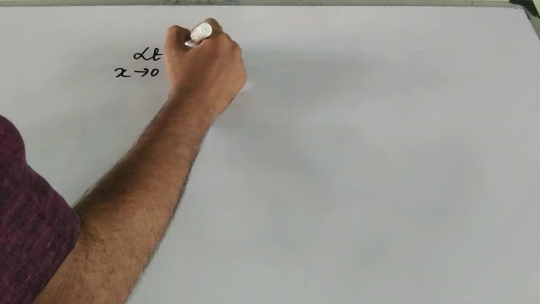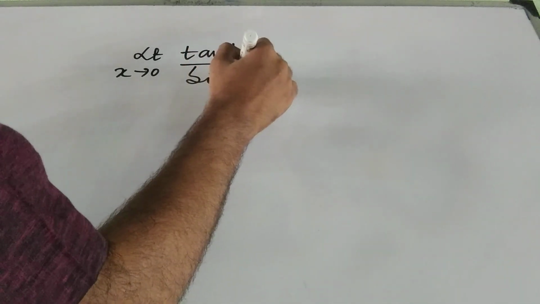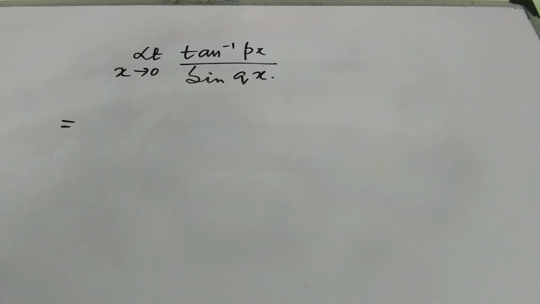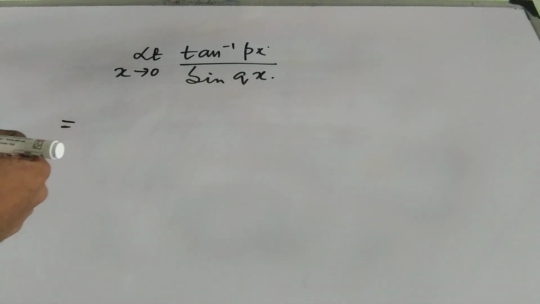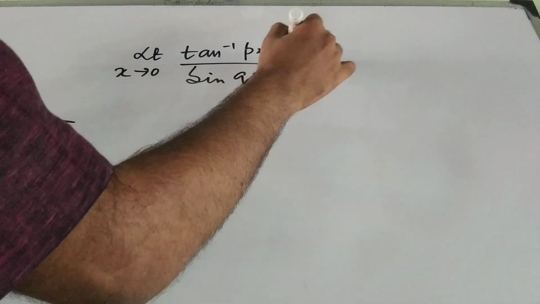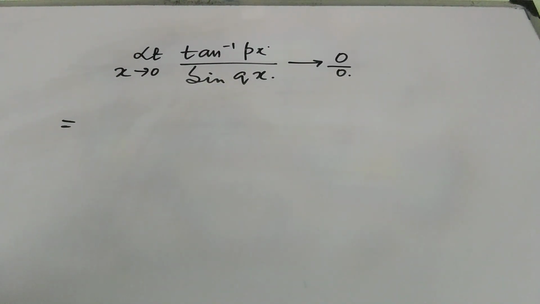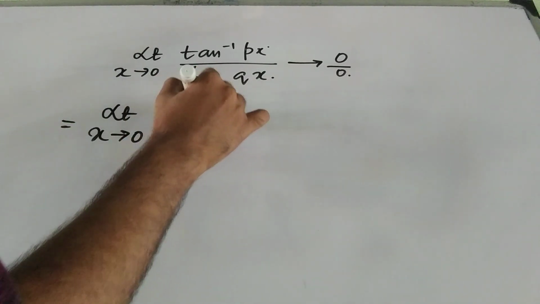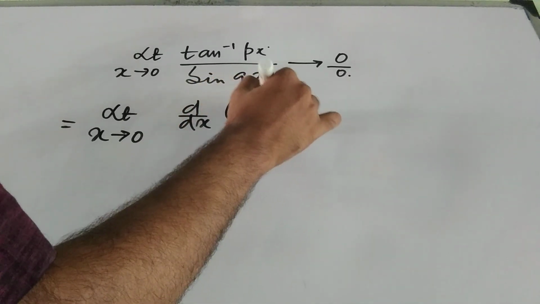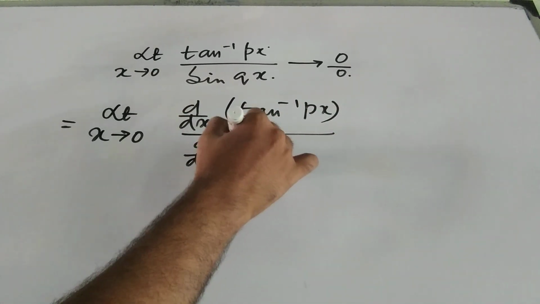So the main problem statement is the limit x tends to 0 of tan inverse px by sin qx, right? Now there is no such fundamental rule for the inverse function. Rather, if I place directly the actual value x equal to 0 in both numerator and denominator, then it evaluates to 0 by 0. That is an undefined value. So I am applying L'Hospital's rule. That means the limit x tends to 0 of d/dx of tan inverse px divided by d/dx of sin qx.